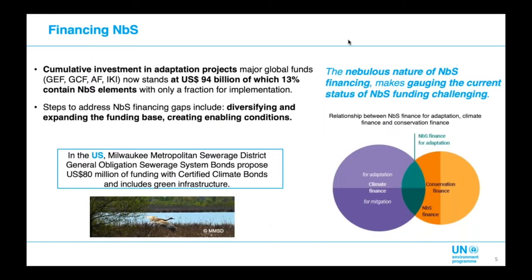When it comes to financing, as you can see from the figure on the right, one of the challenges is the rather nebulous nature of nature-based solutions.